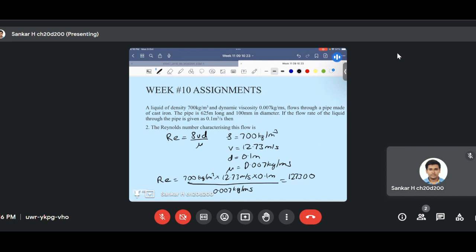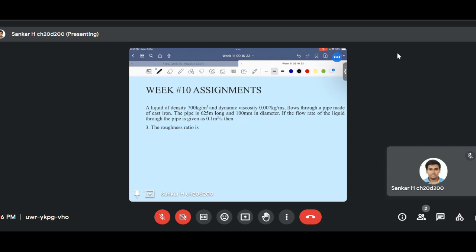Yeah. So let's move on to the next question, where the roughness ratio has been asked, and it is given that the material is cast iron. I was not able to get the soft copy of the book that I have in my hand, and it is for finding out the roughness. The reference book is, you can use either the Paris handbook or the one that was discussed in class.